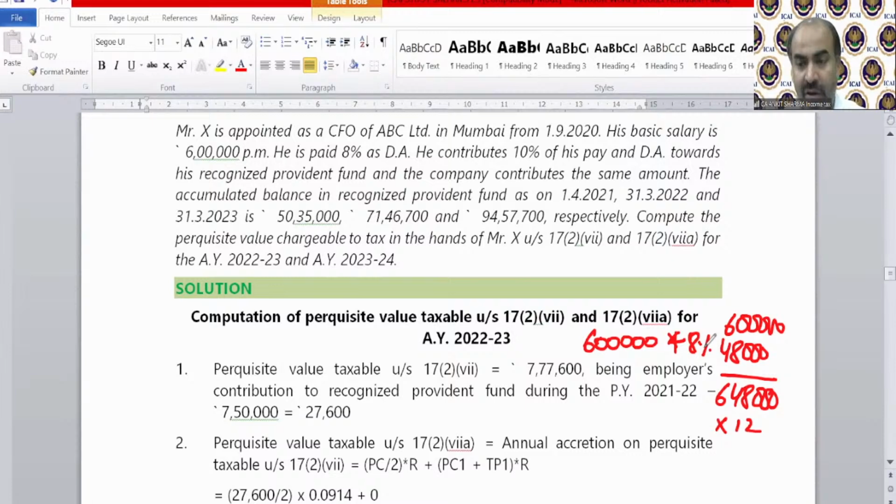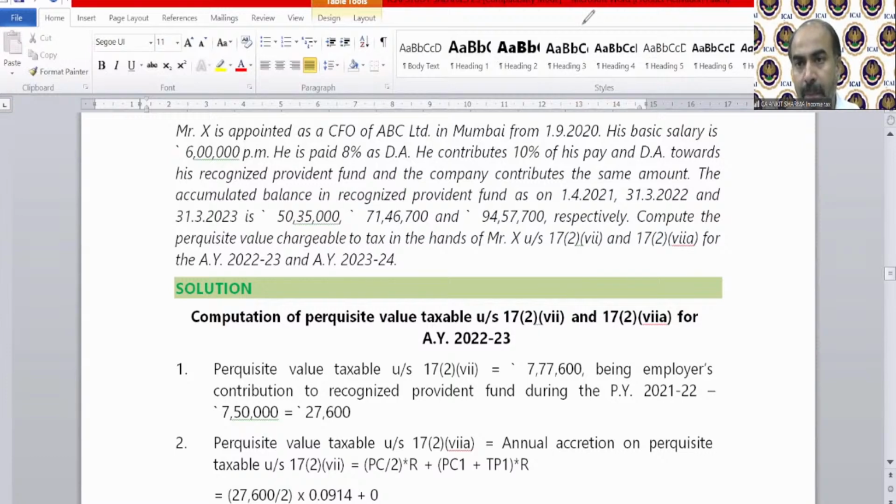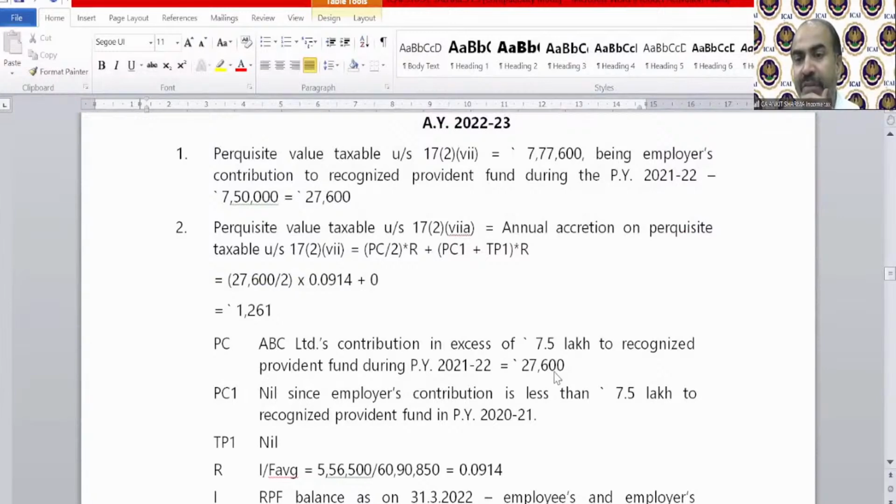So 6 lakh 48,000 has been paid every month. For 12 months, it was 77,76,000. And we contribute 10% of it, that means 7,77,600. Exceeding 7,50,000 is going to be your PC, that is 27,600. Everything has been written in the study material also, so you can see this. This is the way ABC contribution exceeding 7.5 lakh, that is 27,600 rupees.